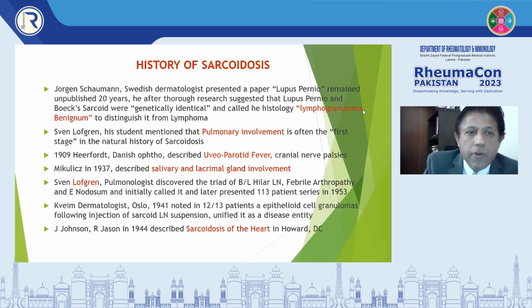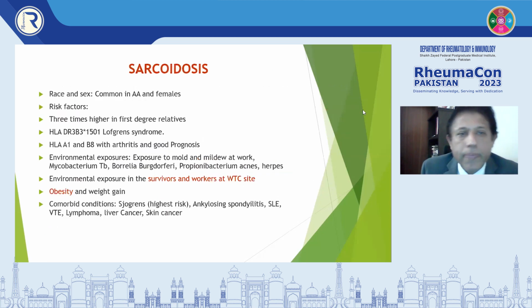Going further, as I said, different medical doctors as they came along found other manifestations: Schaumann and Löfgren, pulmonary involvement; Heerfordt, uveoparotid fever; Mikulicz found salivary and lacrimal gland involvement. And then Löfgren, whose case we just described, found his own syndrome. And then sarcoidosis of the heart was described in 1944.